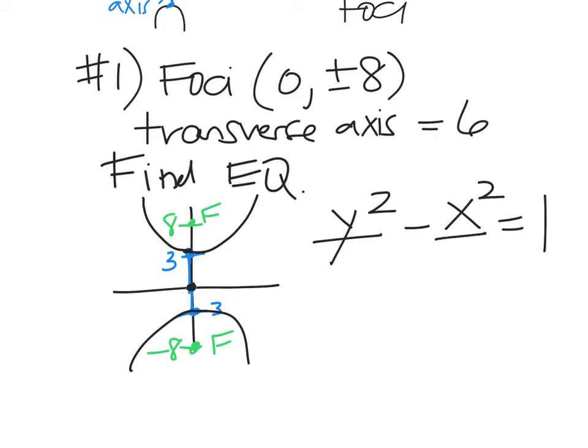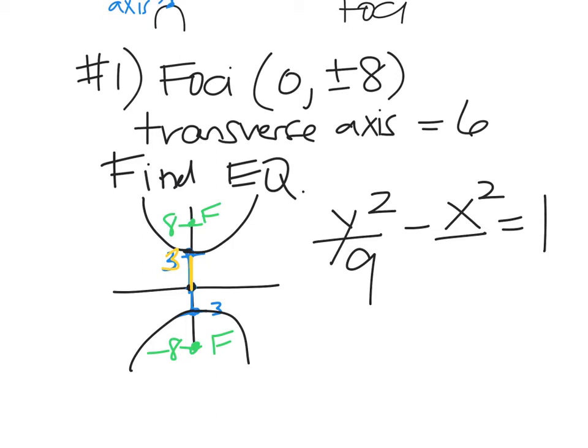All right, now I have to find out what b squared and a squared are. I have one of them. I have what b is. B is this distance right here. B is 3. And so what goes underneath y squared? 9. Perfect. 3 squared.